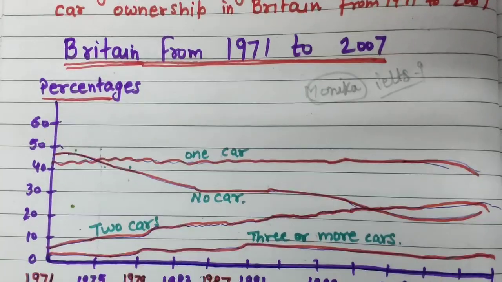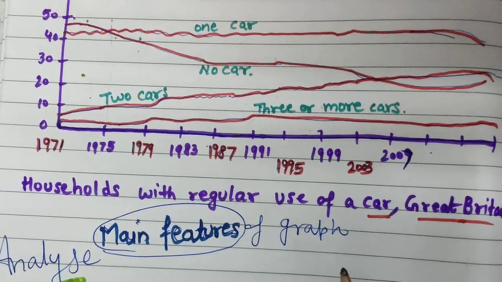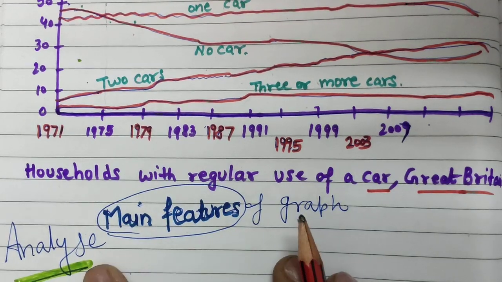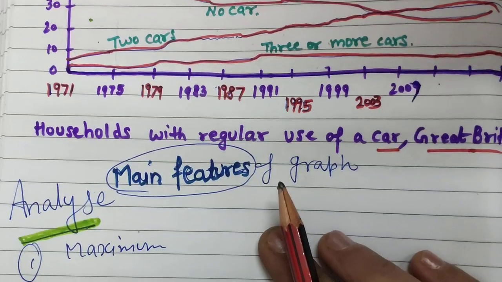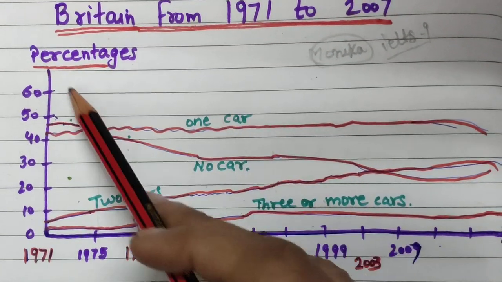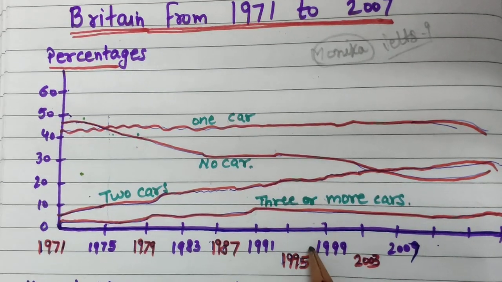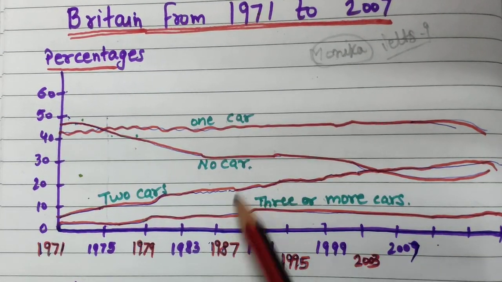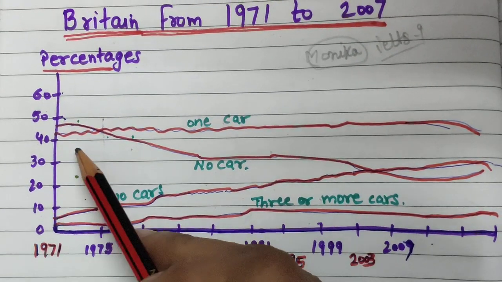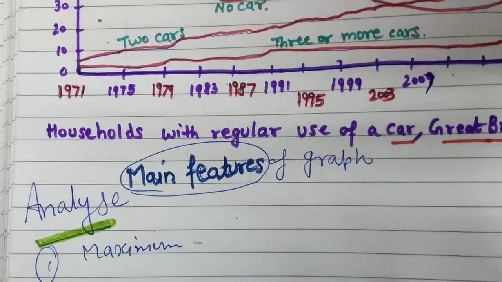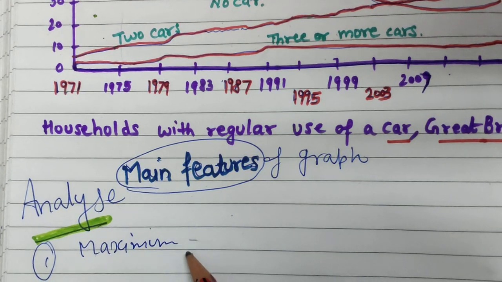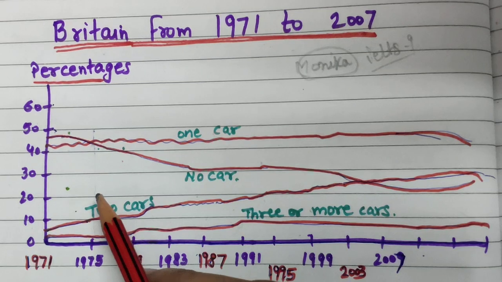Okay, so now the important thing is, when you get your task, what are the main features of the graph and how you will analyze the things, we will discuss. First important thing is you have to look for the maximum. First we have discussed the percentages, these years also, and I can see 4 lines with different names. And then how will you analyze for writing? First you have to see what is the maximum, or which one is the highest point in this. So highest or maximum, you can say.